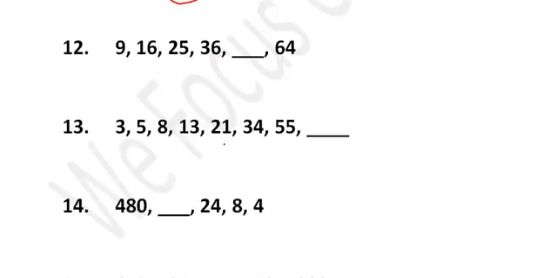Go through the next problem. What is given? This is again a square series. 3 square, 4 square, 5 square, 6 square. Then next would be 7 square. 7 square is nothing but 49. Then go through the next problem.